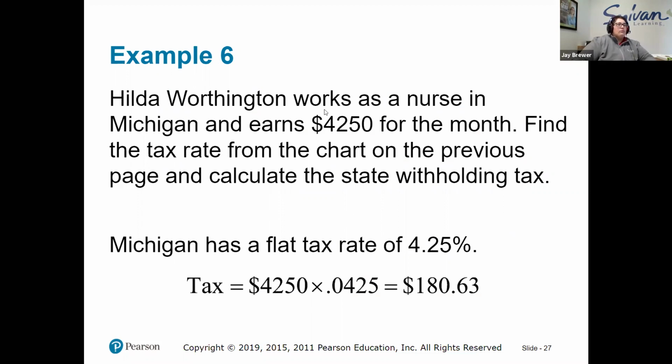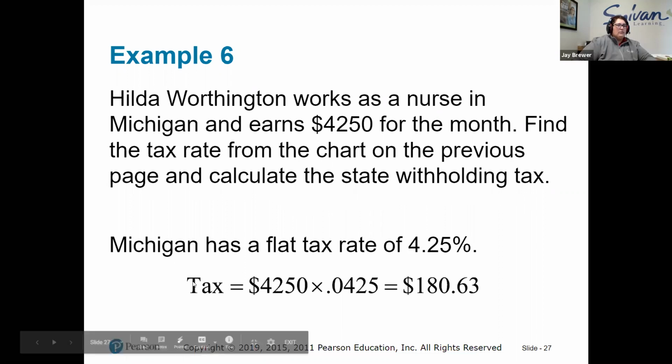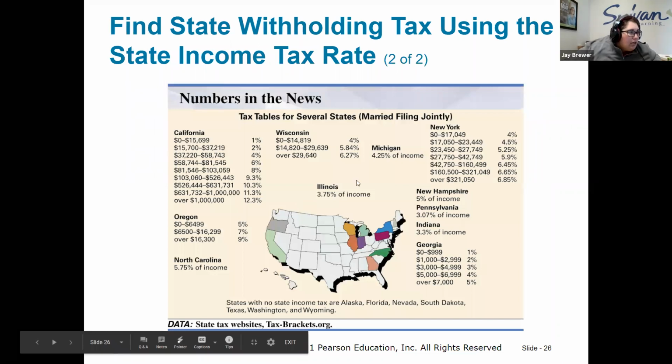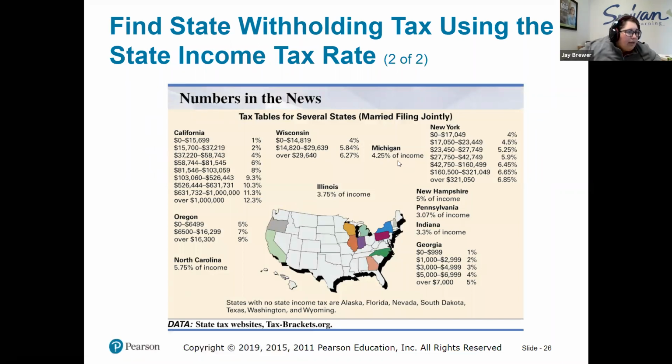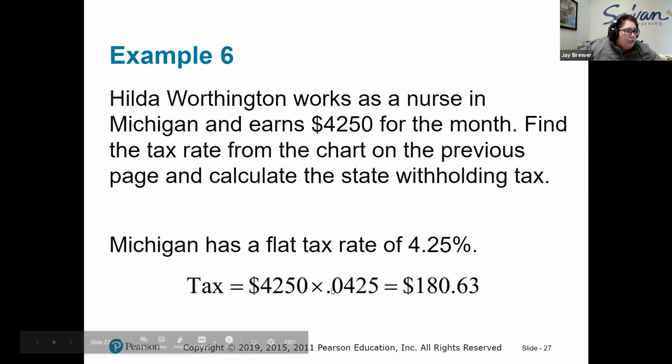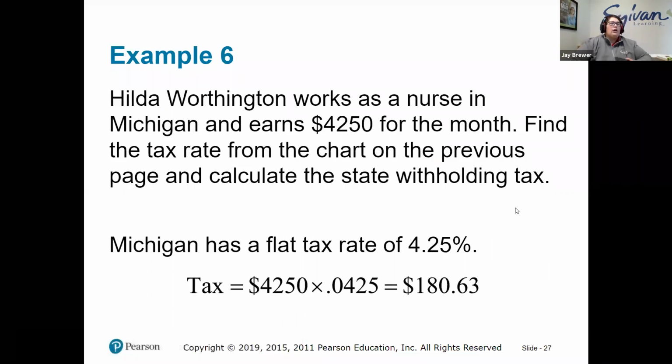In this example, Hilda works as a nurse in Michigan and earns $4,250 for the month. Find the tax rate from the chart on the previous page and calculate the state withholding tax. Michigan has a flat rate of 4.25% on the income. So here you go, 0.0425 times 4,250. Hilda is being taxed $180.63 per pay period.